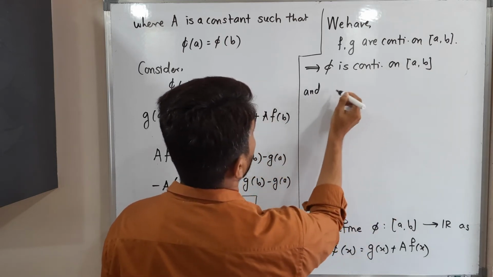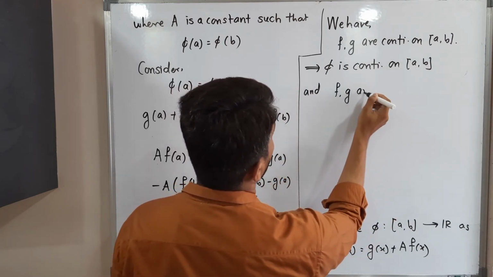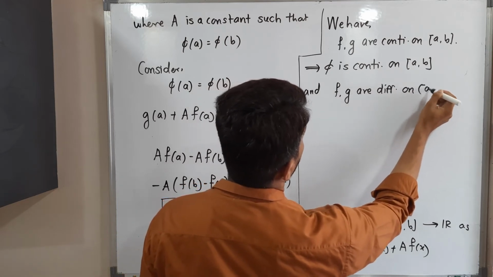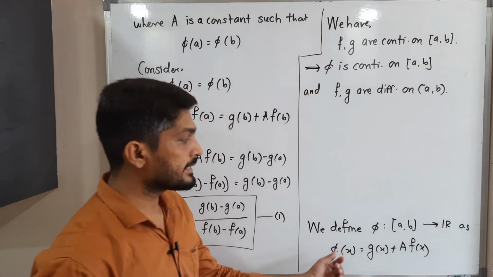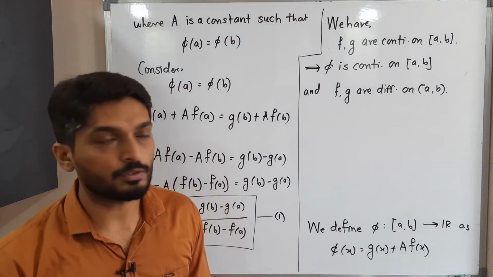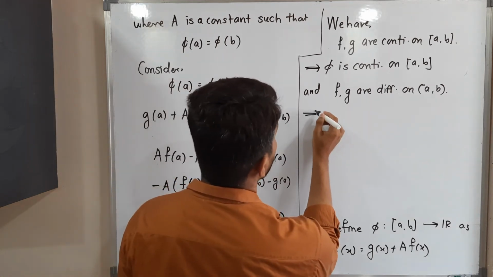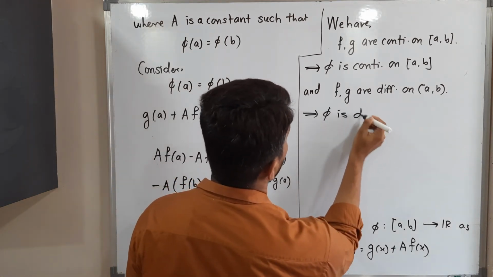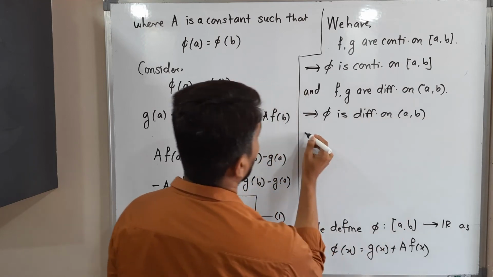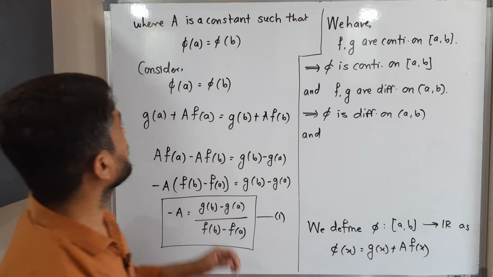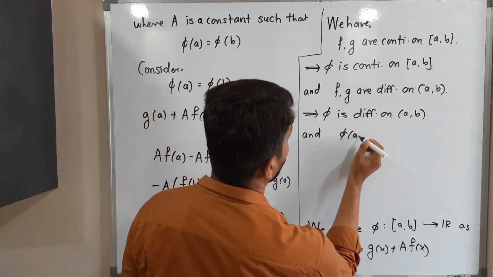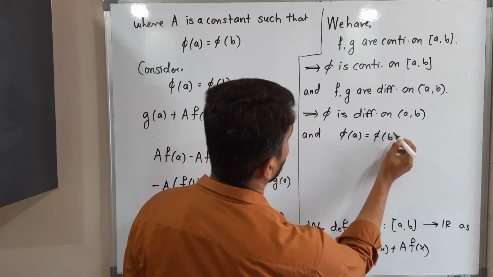And the second information is F and G are differentiable on open interval AB, right? See, phi is defined with the help of F and G. F and G are differentiable, then obviously phi is also differentiable. So implies phi is differentiable on open interval AB. And see, one more condition we have, that is phi of A is equal to phi of B. This thing also we have assumed. So let me write phi of A is equal to phi of B.